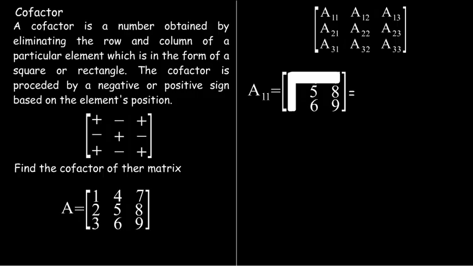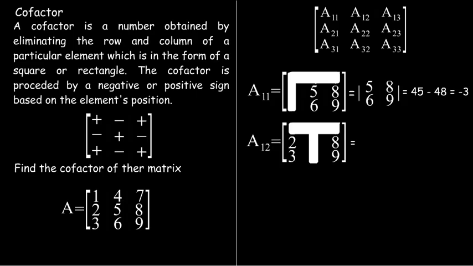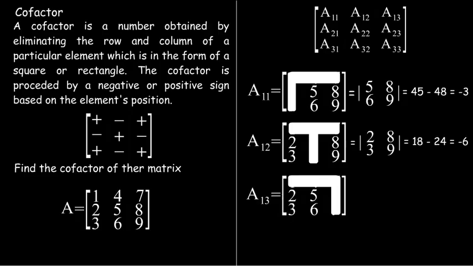So we are left with the smaller matrix 5 8, 6 9. And when we simplify the smaller matrix, that is, find the determinant of that matrix, it is equal to 45 minus 48, which is equal to minus 3. Doing a similar thing for A12, we'll be left with 2 8, 3 9 as our smaller matrix, and finding the determinant is equal to 18 minus 24, which is equal to minus 6. Doing the same for A13, our smaller matrix will be 2 5, 3 6, and the determinant is equal to 12 minus 15, which is equal to minus 3.